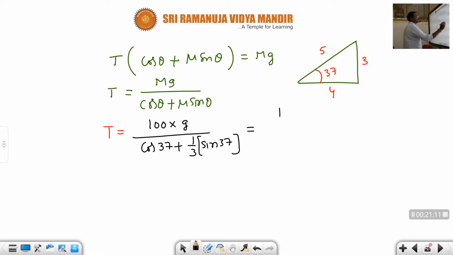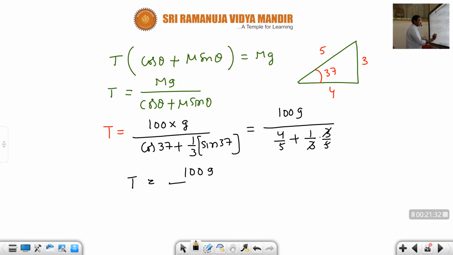Then 100g by cos 37, which is 4 by 5, plus 1 by 3 into sin 37, which is opposite by hypotenuse, that is 3 by 5. Then 3 and 3 get cancelled out. Then the tension value T is equal to 100g by, here 4 plus 1, I will take 1 by 5 as common. That is 1 plus 4 plus 1, that is going to be 5. Then tension T is equal to 100g. Keep it on the side.